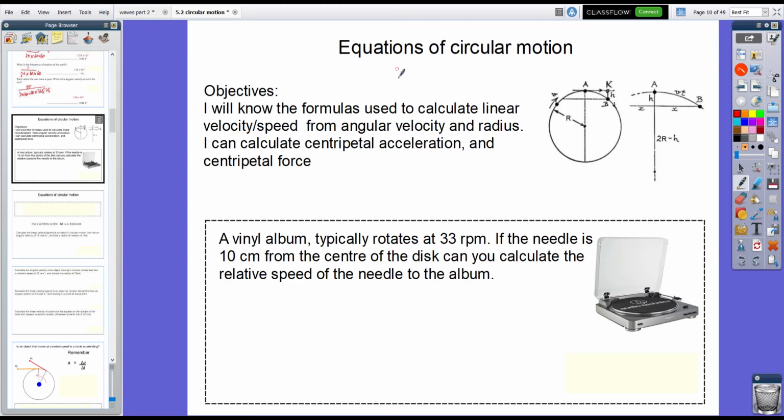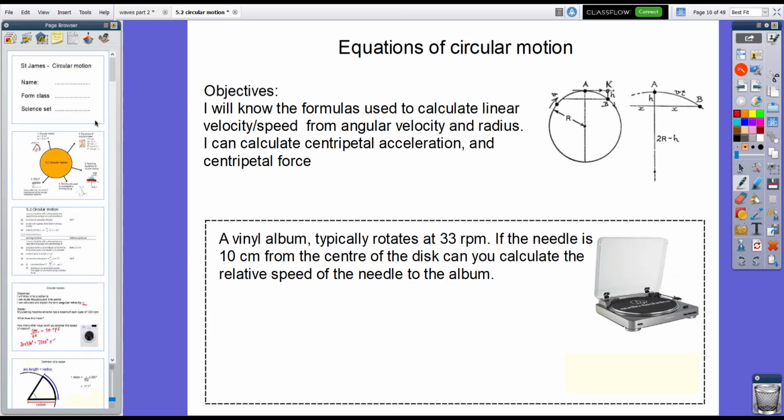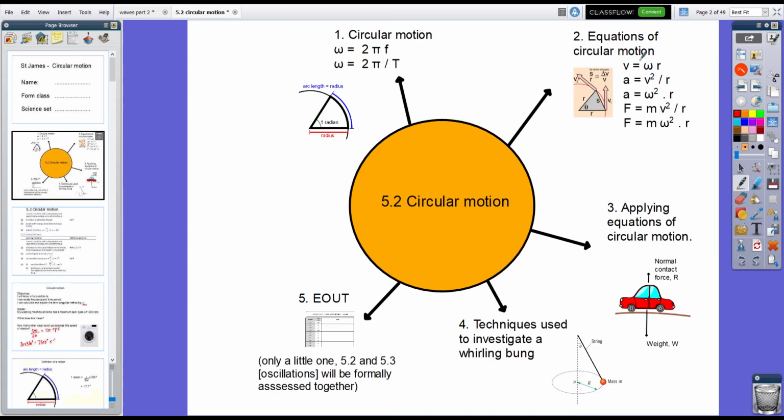Equations of circular motion. Okay, so this is a lesson about the equations that we use maybe for circular motion. We really only introduced starters, so we're going to be looking at these equations here. We did introduce angular velocity, which is omega. Angular frequency is something else coming up in another topic, and we can calculate that using 2 pi f or 2 pi over the time period.